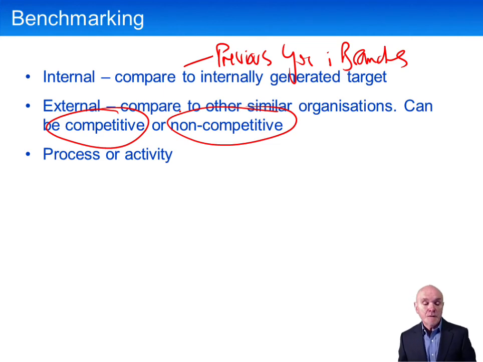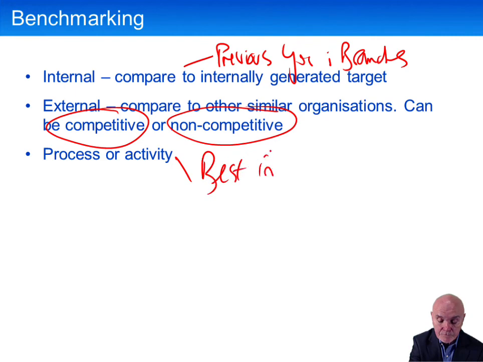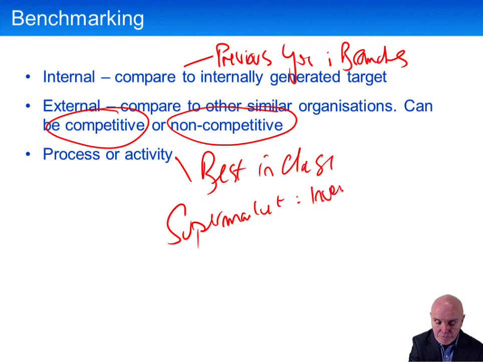And then it could be process or activity, where you don't look at the whole organization, you look at a single activity or a single process. And sometimes this is done really for best in class. So if you take, let's say, a supermarket, supermarkets tend to be really good at inventory. A supermarket doesn't want to run out of inventory, it doesn't want to have too much inventory because the food will go off and so on. And they tend to be absolutely excellent at inventory management.